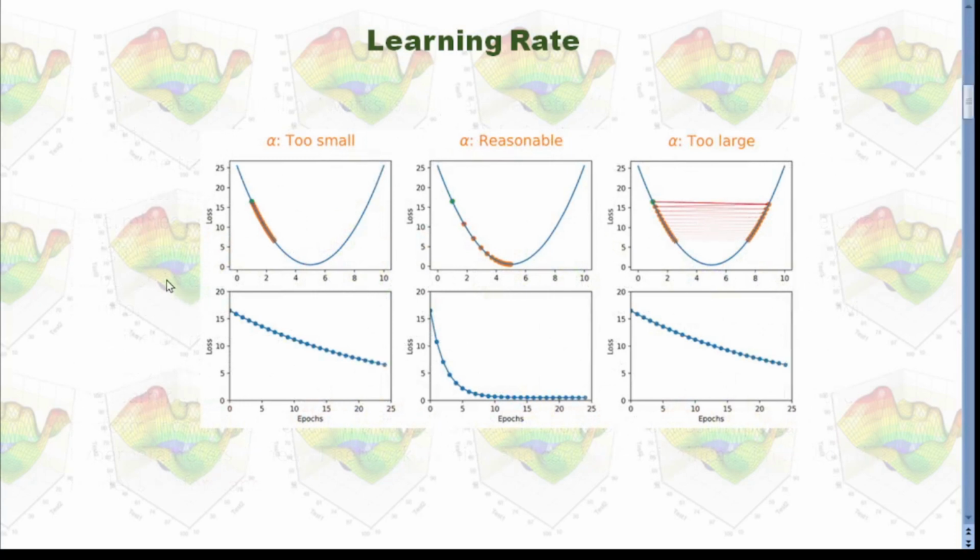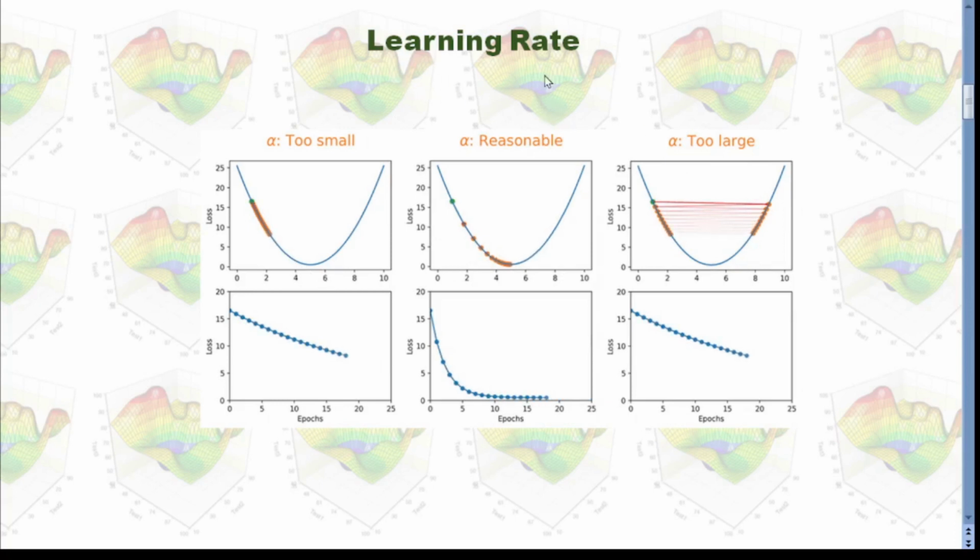When we train our model, we want to minimize the loss in our loss function. That means the target is here. We want our model to reach here. So if the learning rate is too small, each time we just move a little bit, and it will take a lot of time.